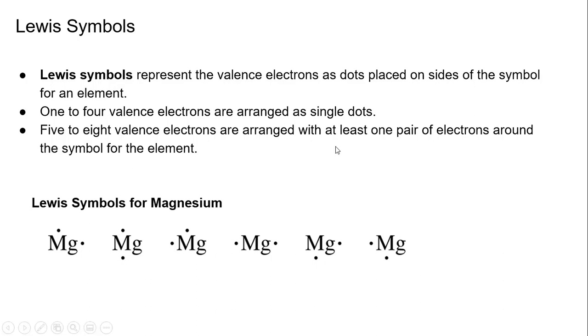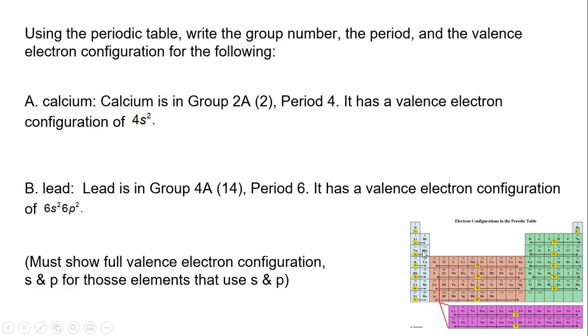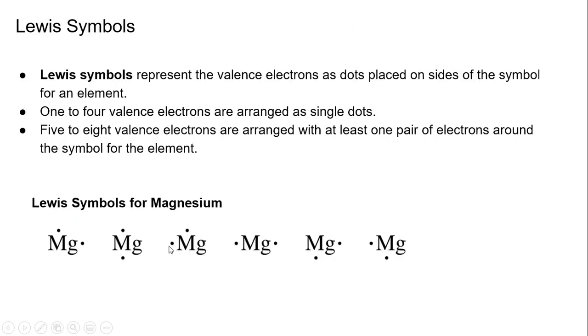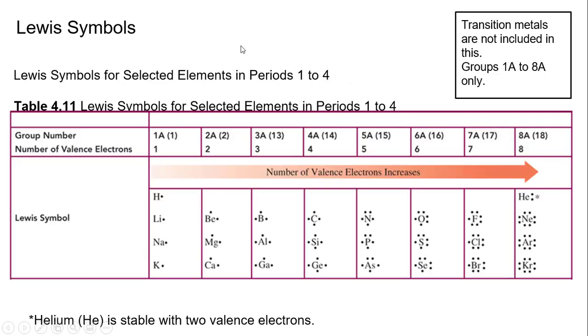So to make sure you understand this, magnesium has 2 valence electrons. It's a 3s2. And so these are the valence electrons for magnesium.